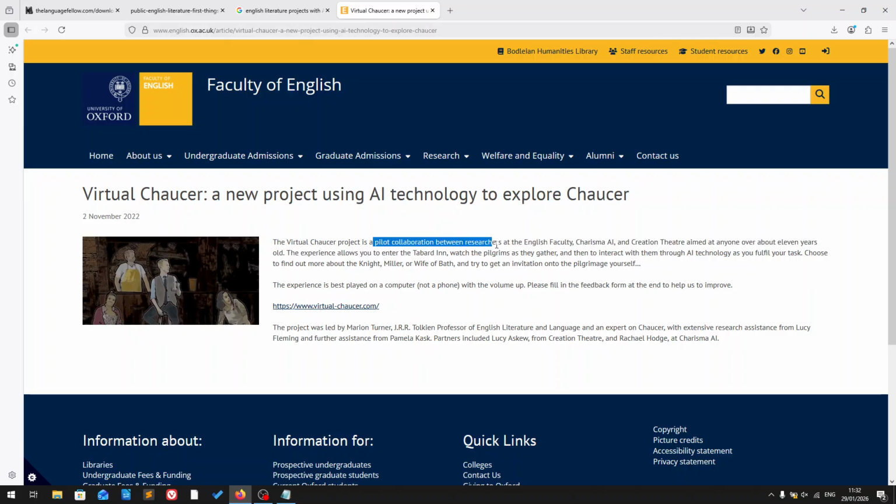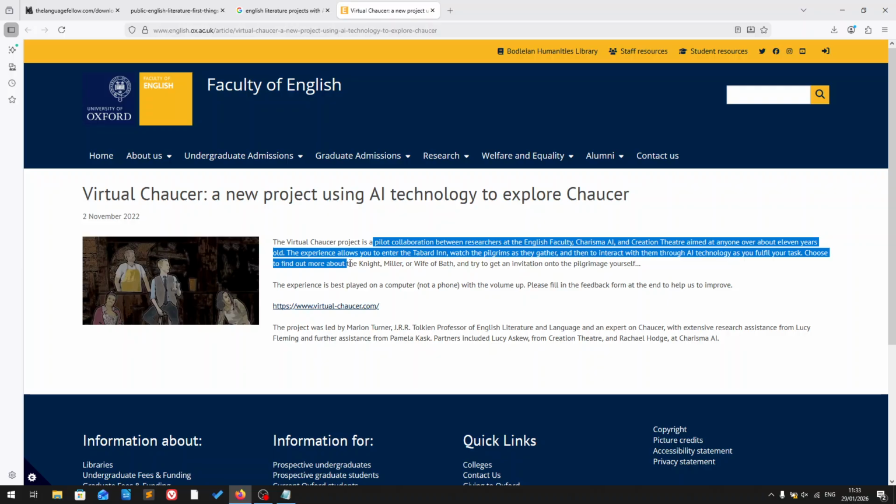Pilot collaboration between researchers at the English faculty, Charisma AI, and Creation Theatre aimed at anyone over about 11 years old. The experience allows you to enter the Tabard Inn, watch the pilgrims as they gather, and then to interact with them through AI technology as you fulfill your task. Choose to find out more about the Miller or these people. Yeah, great.